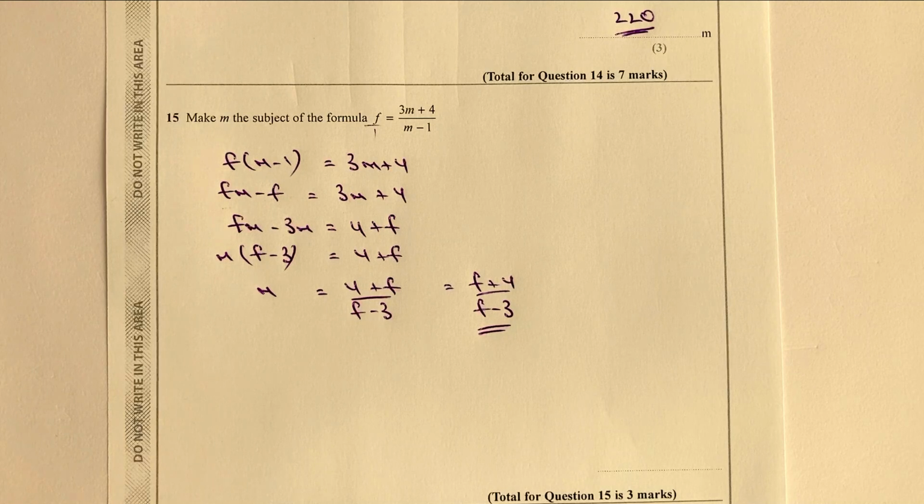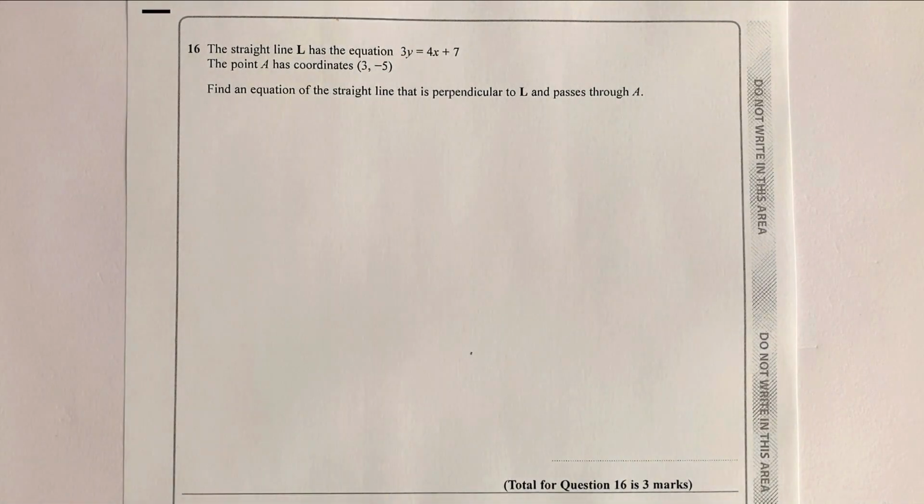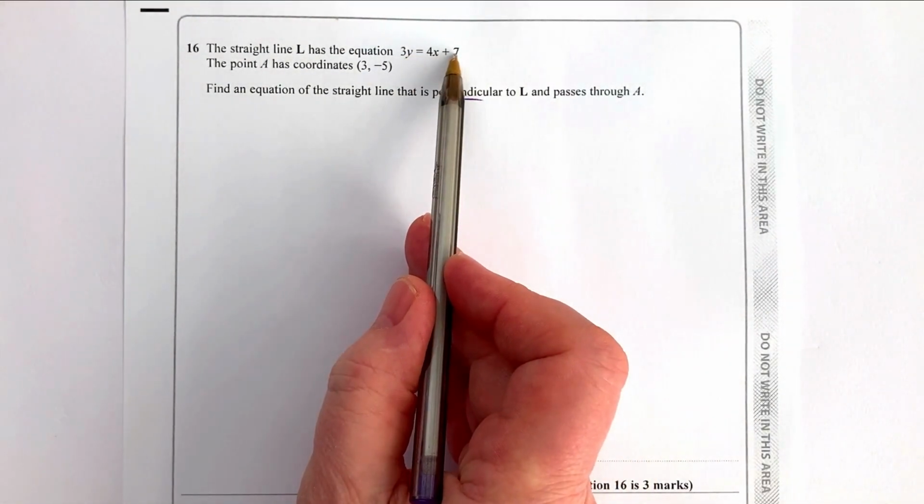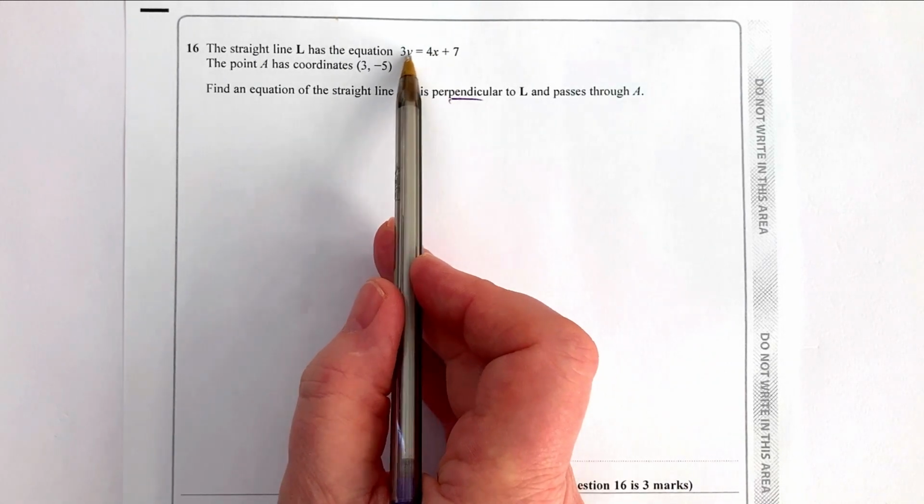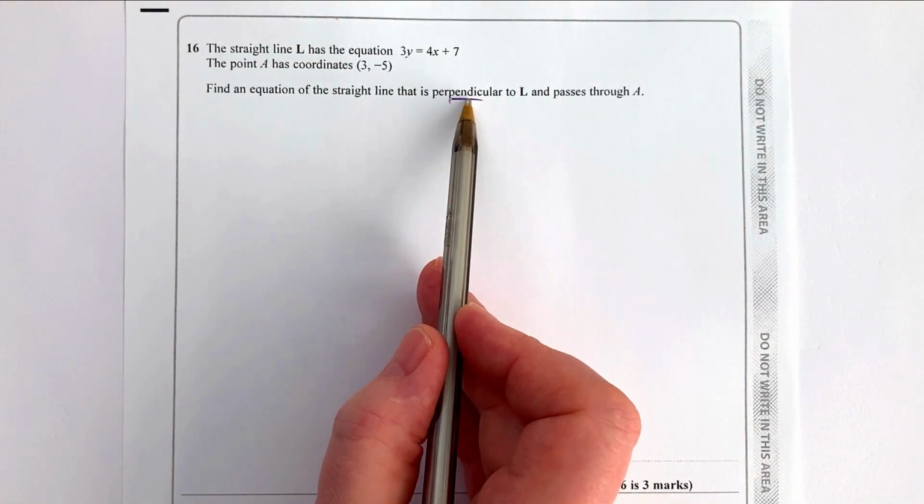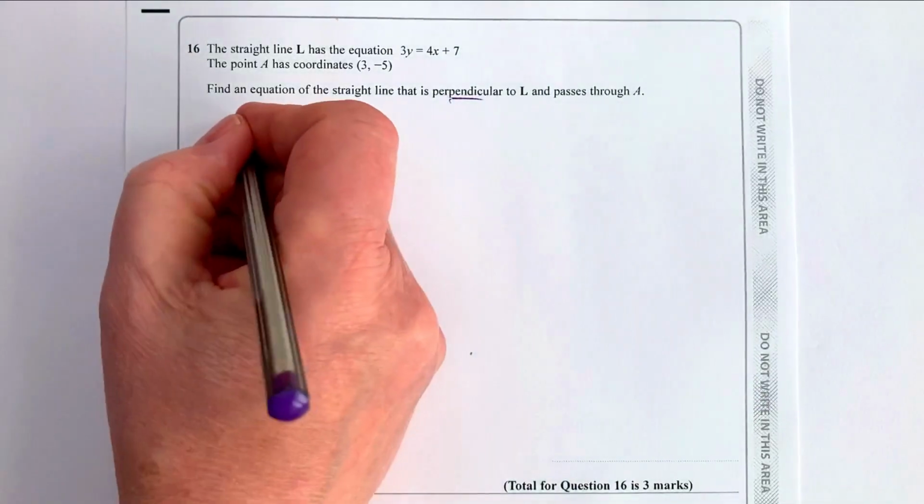Let's move on then to question number 16, which I'll probably make the last question on this particular video. Okay, so question number 16 is a straight line graph, or a straight line equation rather, and it asks us to find the equation of a perpendicular. Well, as you know, if you're being asked to find the perpendicular, it is the negative reciprocal of the gradient of this line. So what we need to do is find the gradient of this line and then make it the negative reciprocal to get the gradient of the line that passes through A. Okay, let's have a look at L first.